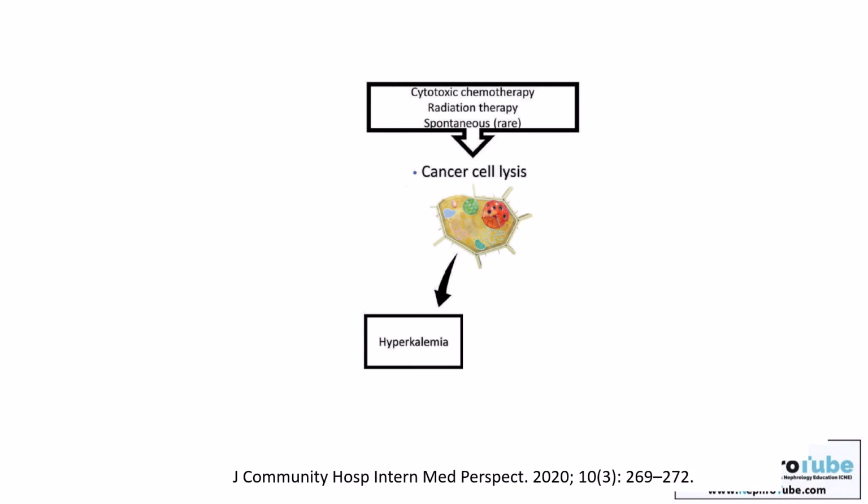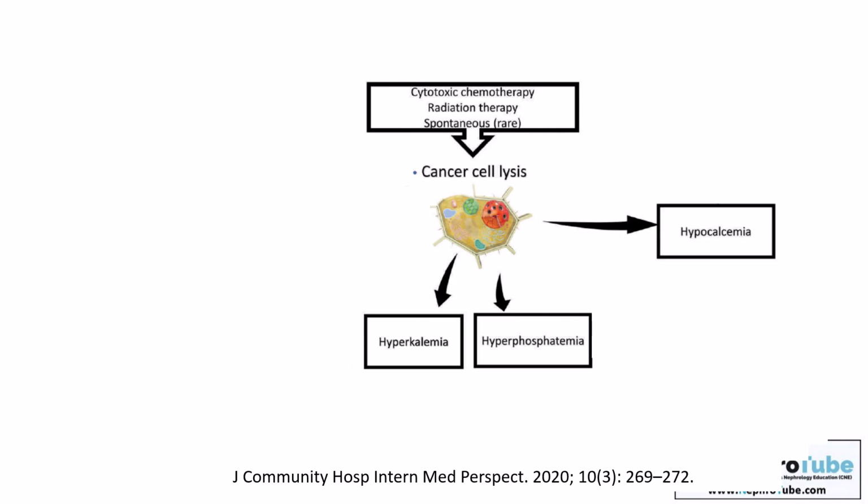When there is cancer cell lysis, there will be hyperkalemia due to the outflux of potassium from the cell compartment into the extracellular compartment in the blood. There will be hyperphosphatemia, and hyperphosphatemia will cause hypocalcemia because the more the phosphate, the more it will combine with calcium, causing precipitation of calcium and hypocalcemia.